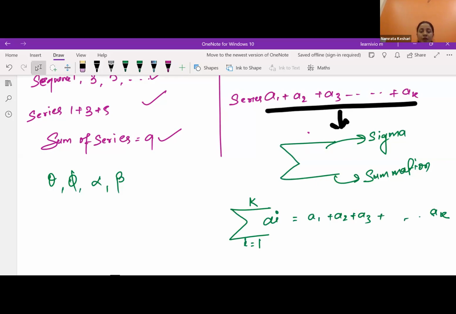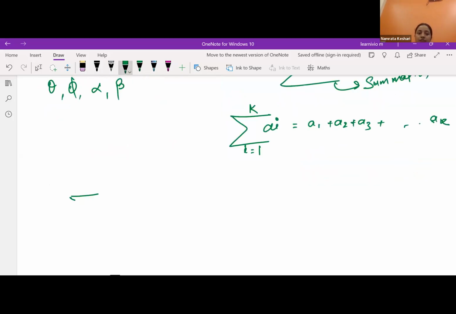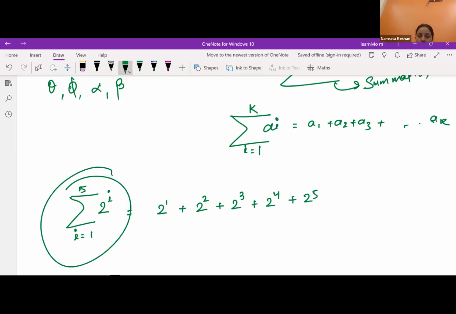Yes, ma'am. Okay, if you have the summation of 2 to the power i, where i ranges from 1 to 5, that means you have 2 to the power 1 plus 2 to the power 2 plus 2 to the power 3 plus 2 to the power 4 plus 2 to the power 5. If this is given, you are supposed to write it out by yourself, understanding that this is the summation sign, the sigma notation, representing the sum of all 2 to the power i, where i ranges from 1 to 5. Getting it?